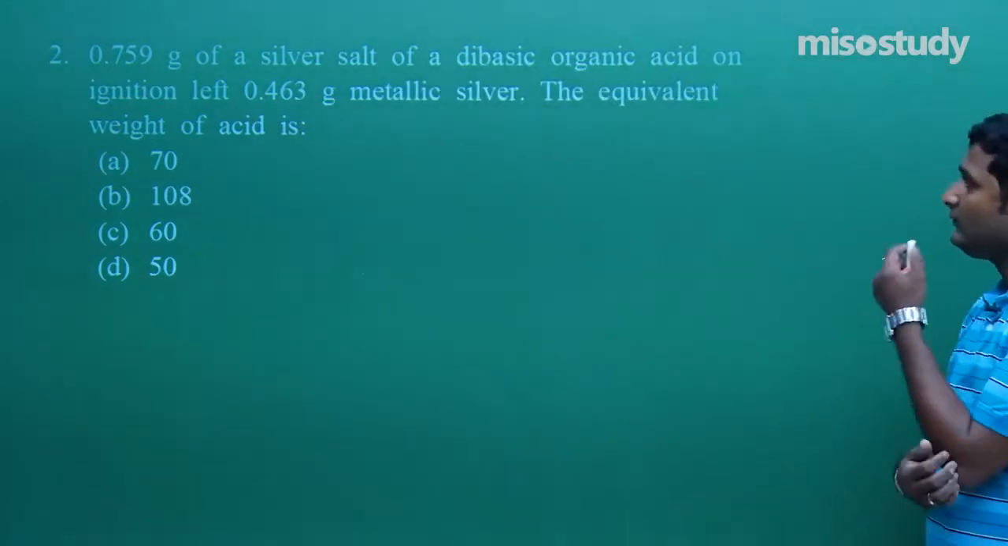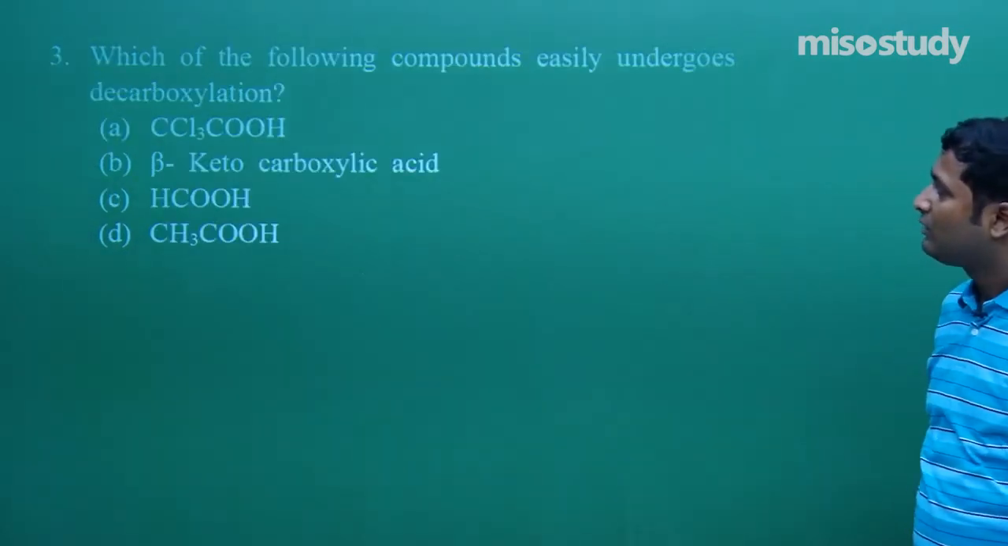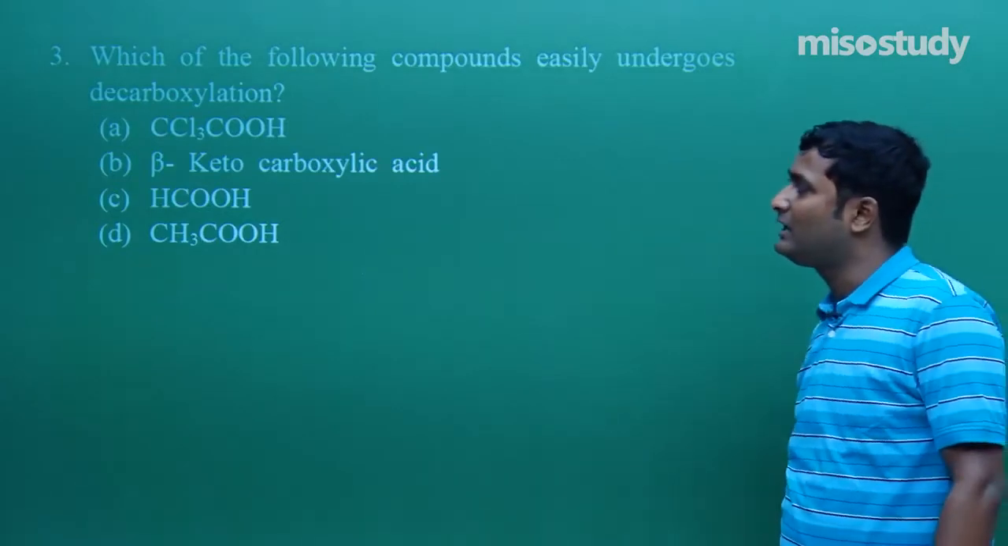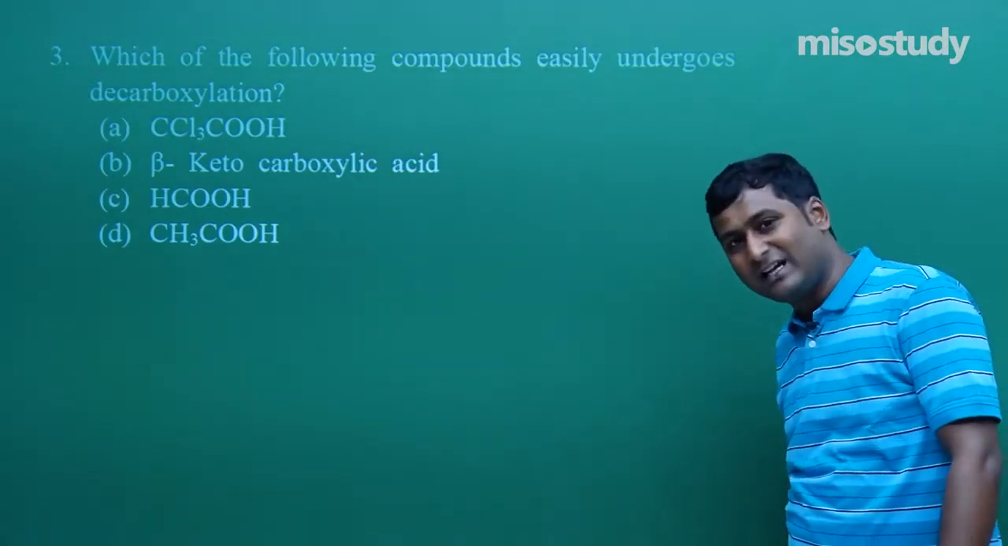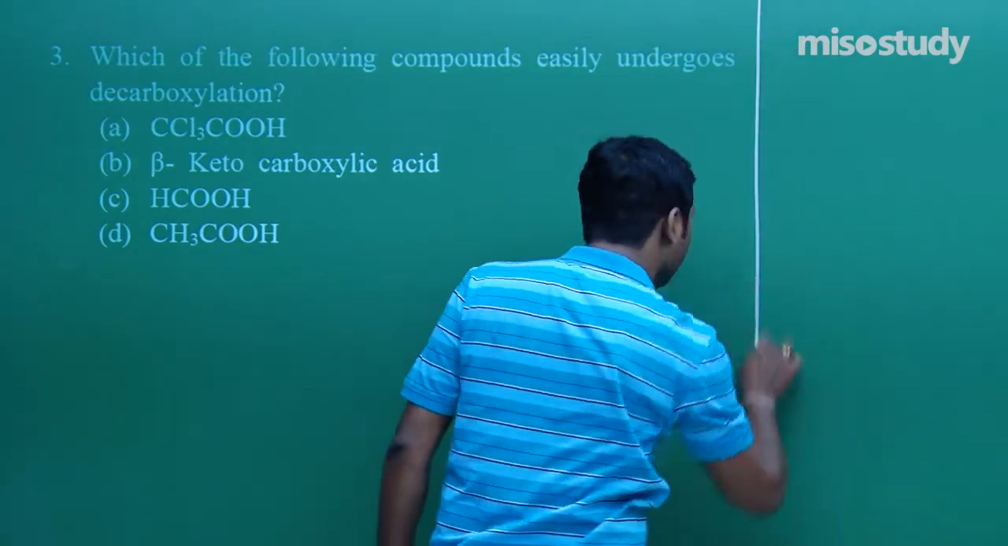Now let's move to the next question. What is the next question? Check it out, question number 3. Which of the following compounds easily undergoes decarboxylation? It is very simple. Decarboxylation is the removal of CO2.